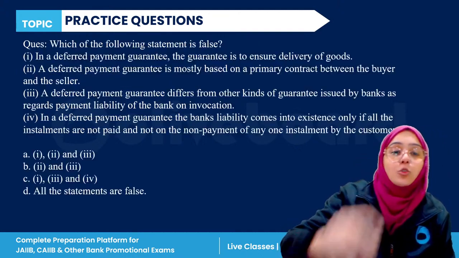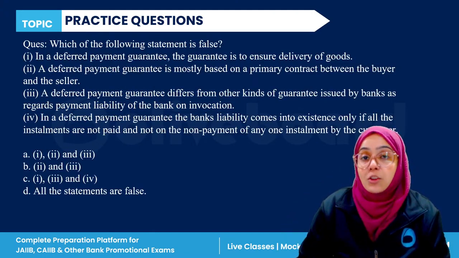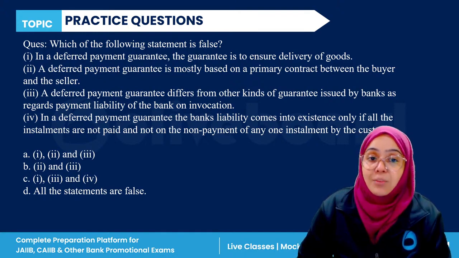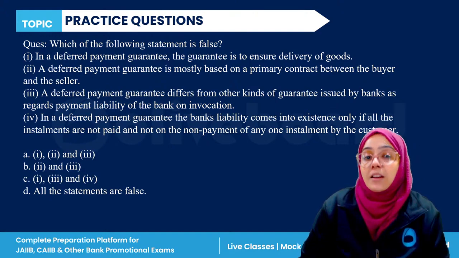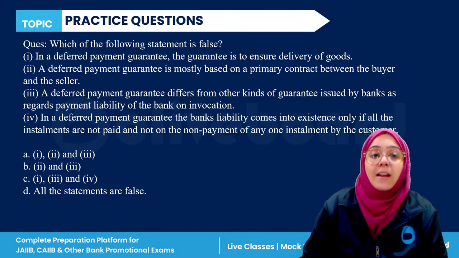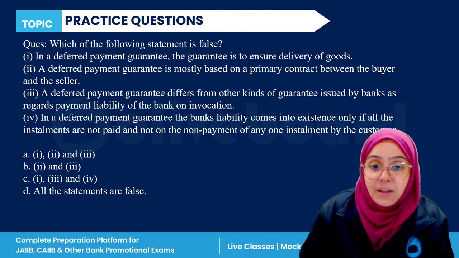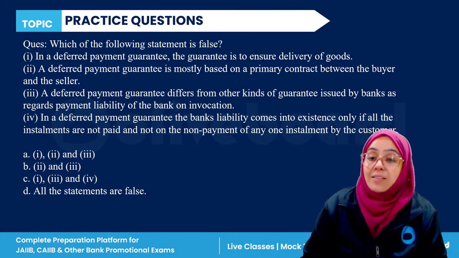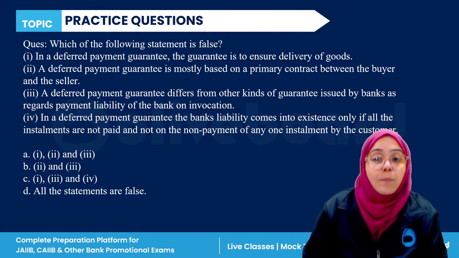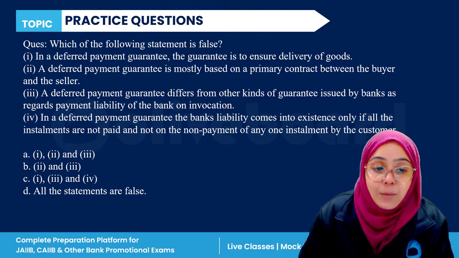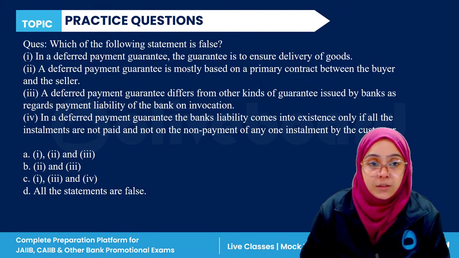Everyone, true. Next question. Which of the following statements is false? In a deferred payment guarantee, the guarantee is to ensure the delivery of the goods. A deferred payment guarantee is mostly based on the primary contract between the buyer and the seller. A deferred payment guarantee differs from other types of guarantee issued by the bank as it regards payment liability on the bank on invocation. In a deferred payment guarantee, the bank's liability comes into existence only if the installments are not paid, and not on non-payment of any one installment by the customer. Which of the following statements are false? Everyone, the false statement.